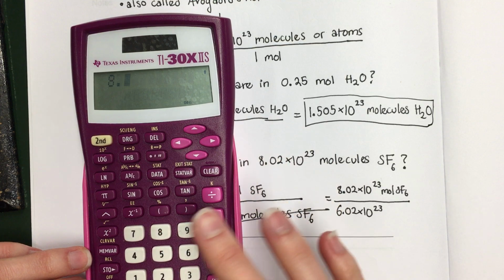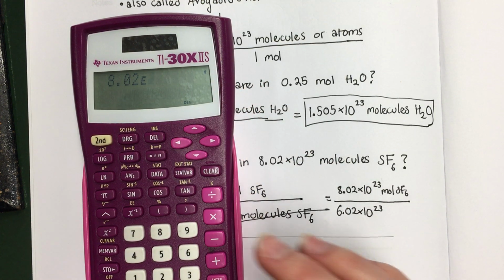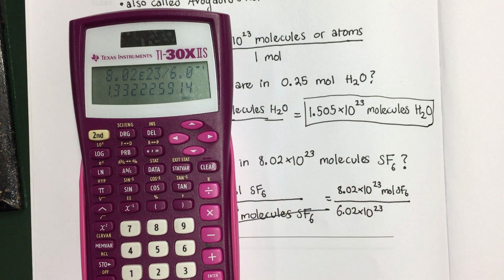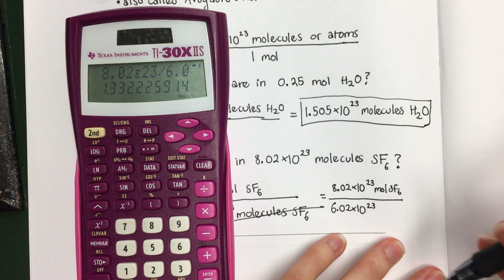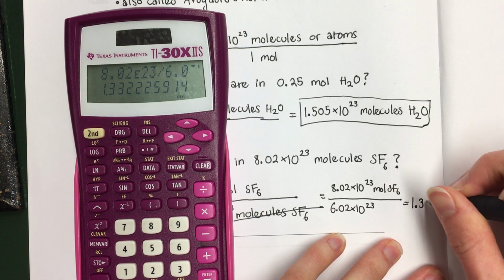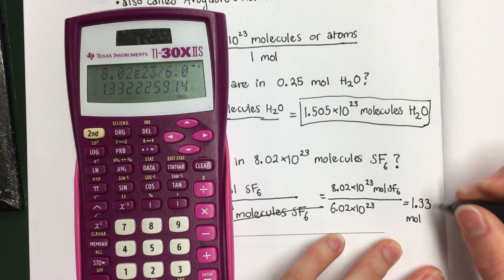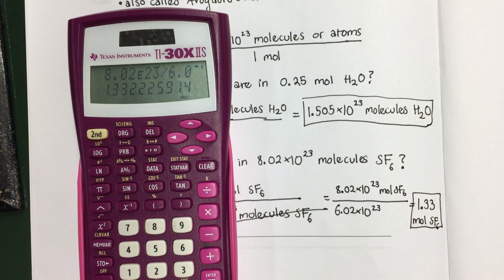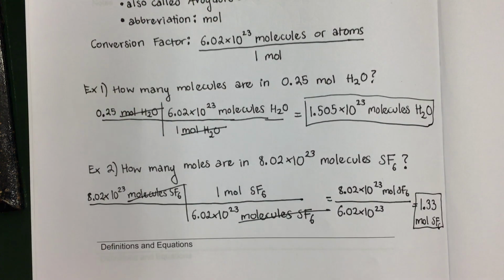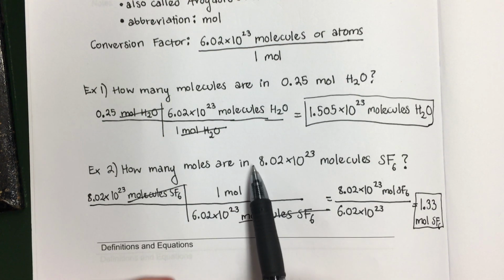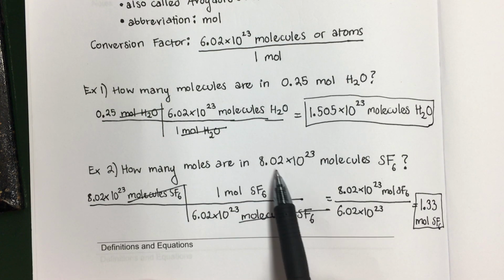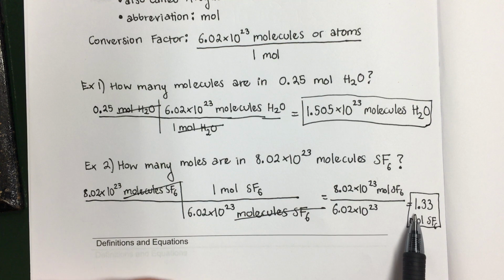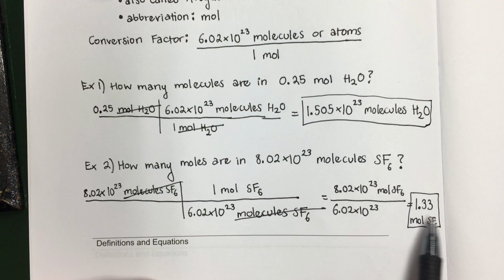So we're going to do 8.02 E23 divided by 6.02 E23, and I just get 1.3 moles of SF6. Okay, let's see if we can think about if this answer makes sense. So I know a mole is 6.02 times 10 to the 23rd. 8.02 times 10 to the 23rd, that's pretty close to a mole, it's just a little bit more. So it makes sense that the number of moles in this number would be about 1.33.